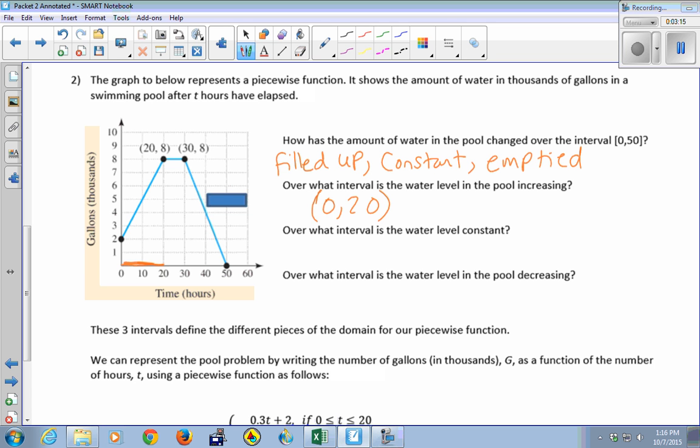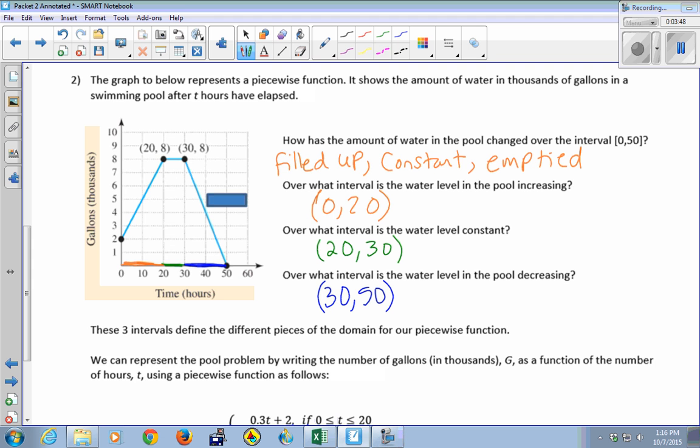And then over what interval is the water level constant? 20 to 30. So I'm just going to highlight that underneath here. That's a different piece of the domain where something different is happening. From 20 to 30, it's constant. And then over what time interval is the water decreasing? 30 to 50. So I'm just going to highlight that on the t-axis, 30 to 50. Above that, you can see that the water level is decreasing. So that's 30 to 50.